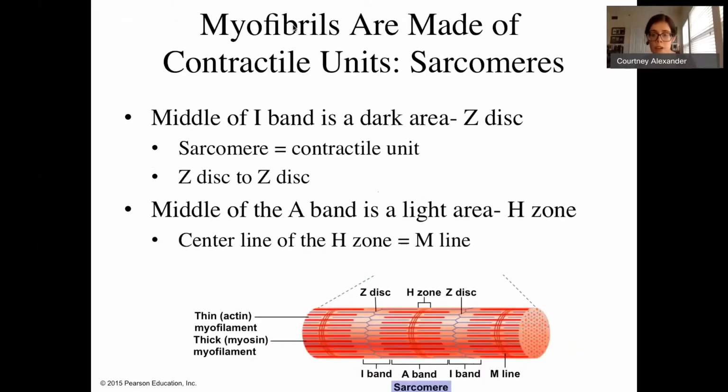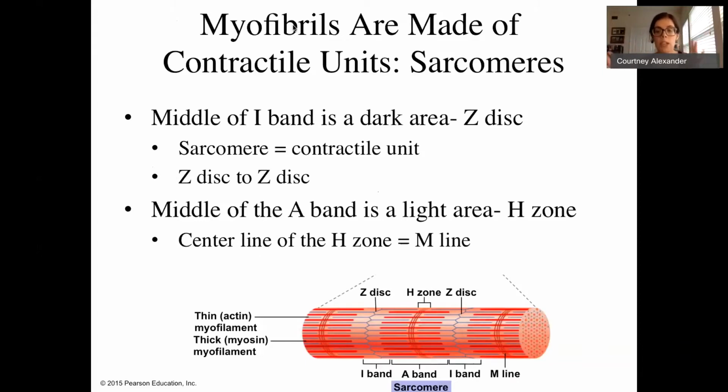Now, let's zoom in on that. So the myofibrils in our muscle fiber are made of contractile units called sarcomeres. They're repeating sarcomeres that are going down the length of the muscle fiber. In the middle of that I band is a dark area we call a Z disc. And the sarcomere goes from Z disc to Z disc. So when you draw it out, you want to draw Z disc to Z disc. In the middle of the A band is a lighter area called the H zone. And in the middle of the H zone is an M line.